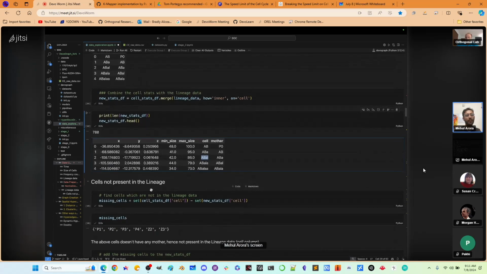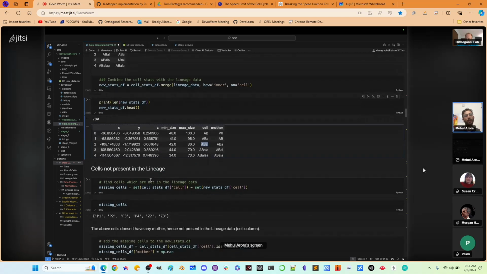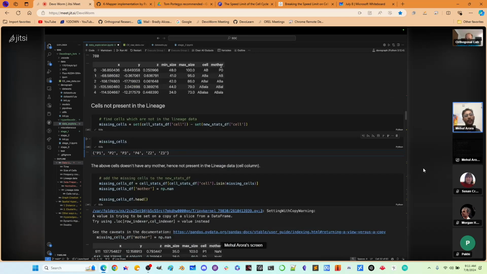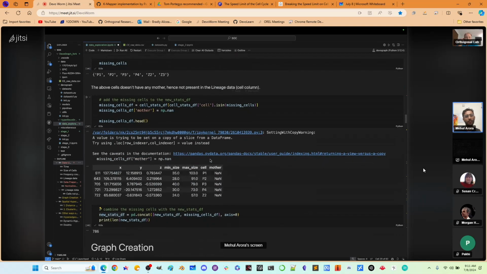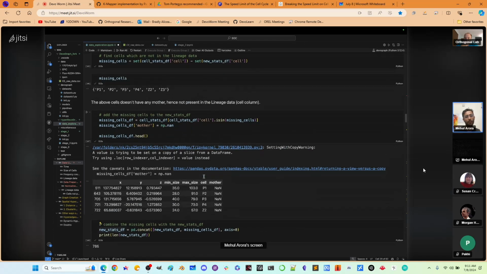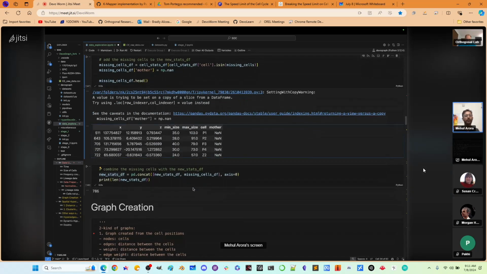So what I did was I included these 6 data points also as rows in this particular data, but I renamed their mother as NaN. So just to remember that these particular cells don't have any mother cells. So I concatenated it with the previous data. So we now have the new stats DF, the data frame we are going to finally work on to create the graph.